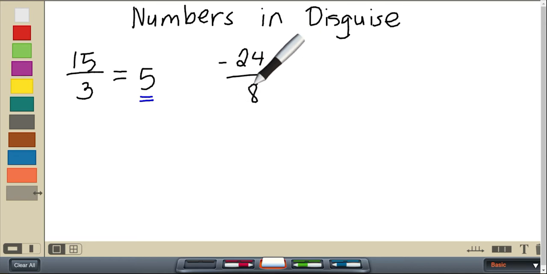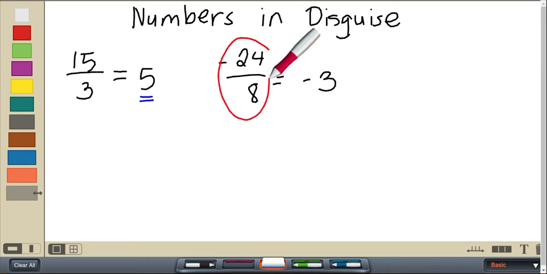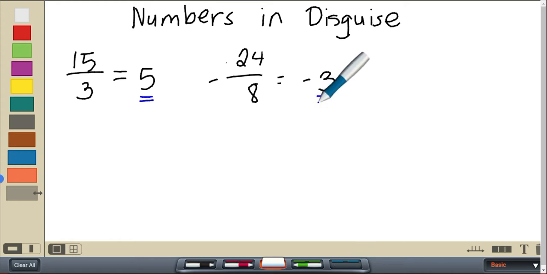Okay? Another example will be negative 24 over 8, which is equal to negative 3. You will think at first that negative 24 over 8 is already rational, but it's not. If you evaluate negative 24 over 8, that will be equal to negative 3. Therefore, you will not put it in rational, but into an integer. I hope that's making sense. So they're in disguise, so don't get confused right away. You need to evaluate if they could be simplified or not.